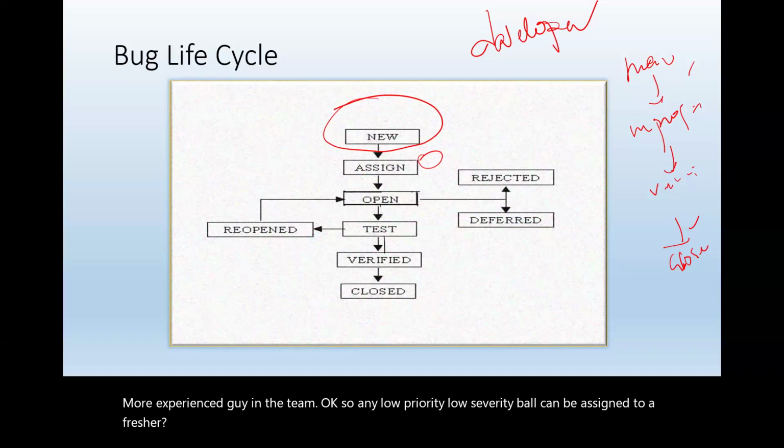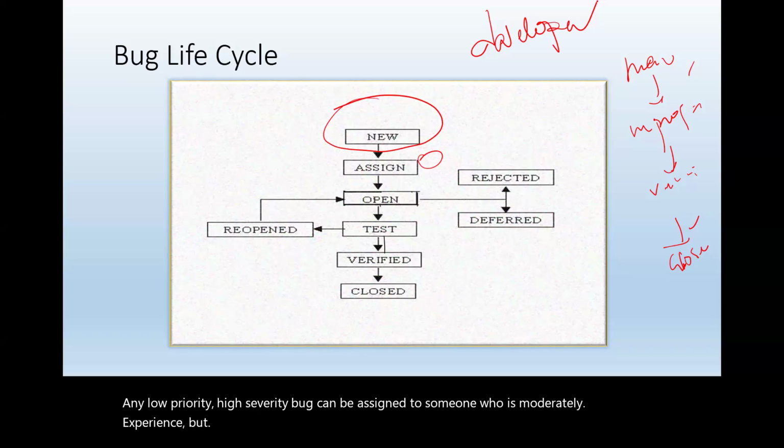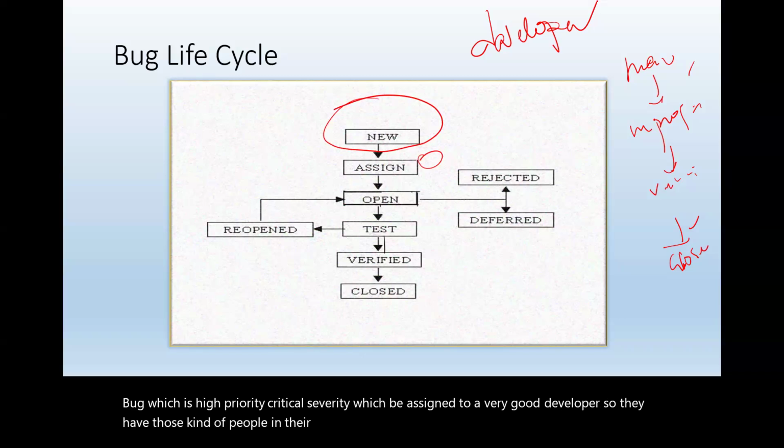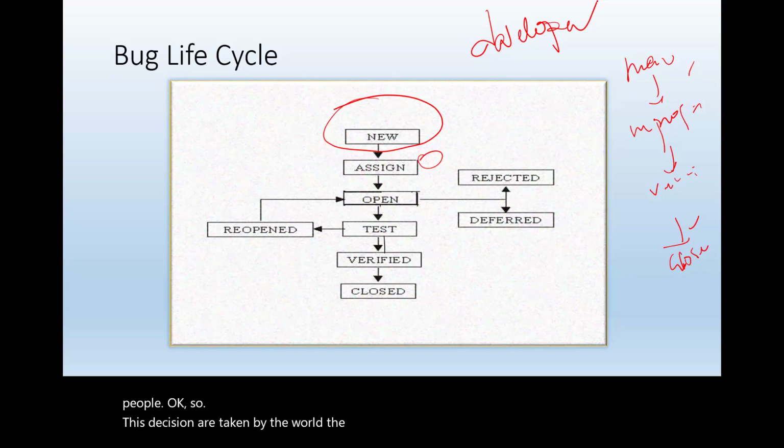Any low priority, high severity bug can be assigned to someone who is moderately experienced, but a bug which is high priority, critical severity, will be assigned to a very good developer. So they have those kinds of people in their own team too, as we have in our own team for testing people. Okay. These decisions are taken by the development leads in their own team.